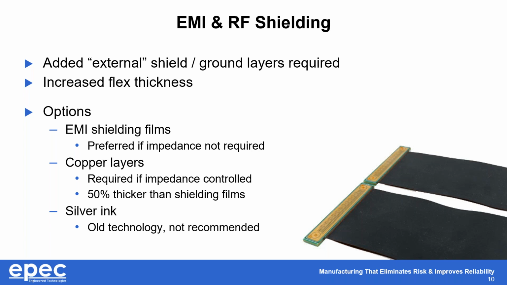We've talked about silver ink in other marketing blogs that we've done in the past. I'm not going to delve into the detail. I think it's suffice to say that it's becoming very much an old technology. It's not one that we recommend or support anymore. So the EMI film is the preferred solution if no impedance control is needed. Copper layers are going to be your solution if you require controlled impedance.